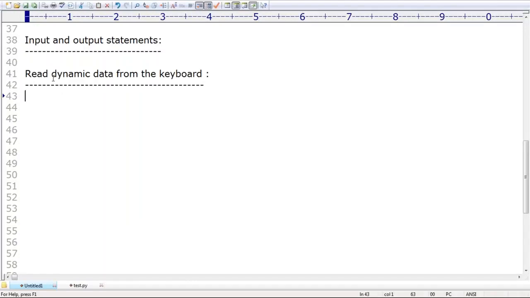How can you read dynamic data from the keyboard? Remember that, sir. There are two functions available. What is the first function? Take very special care, sir. The first function is raw underscore input. Raw underscore input, remember that, sir. I'm asking enter some number, like this. Raw underscore input is the first function. Remember that. What is the second function, sir? Input function. Enter some number.